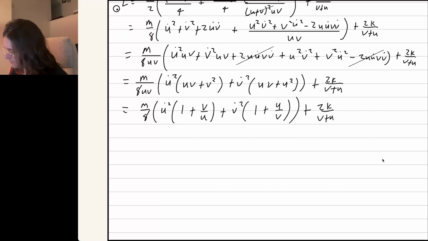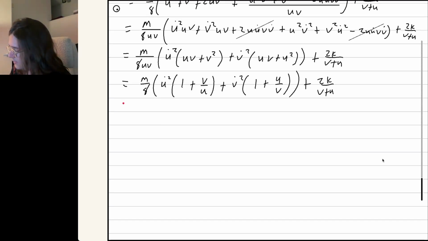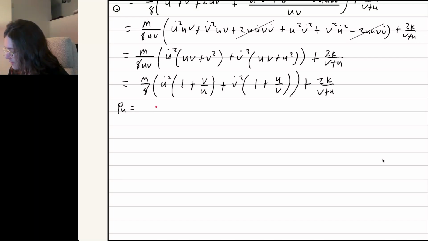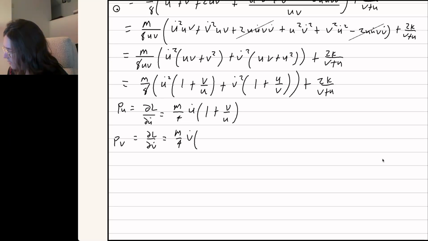It doesn't get much simpler, but now we can go ahead and get our canonical momentum so we can start constructing the Hamiltonian. So there's going to be two canonical momenta, one in the u direction, one in the v direction. So pu, which is del L del u dot, will be m over 4 u dot times 1 plus v over u. pv will be del L del v dot, which is going to be m over 4 v dot times 1 plus u over v.